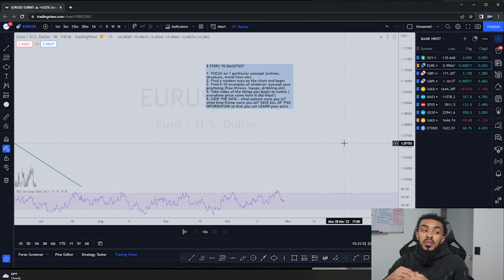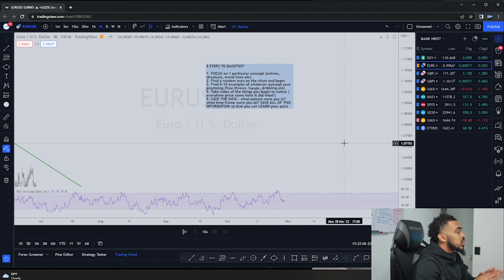Or did it drop, like if you're trading indices, did it begin to move at 9:30 when the stock market opened? Or did it begin to move, if I'm trading like gold or something, right at New York session, or did it move like an hour after that? All of that is important data that you want to make sure that you save and keep note of when you're writing down those notes.